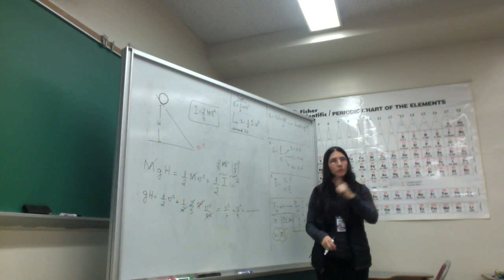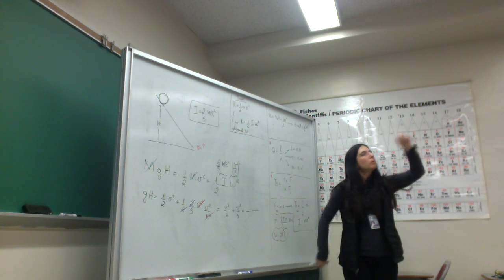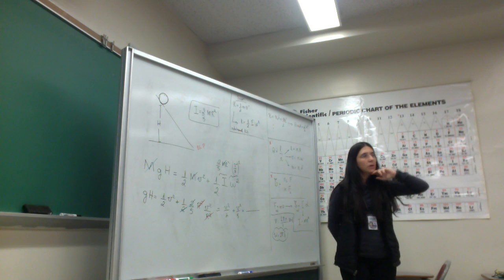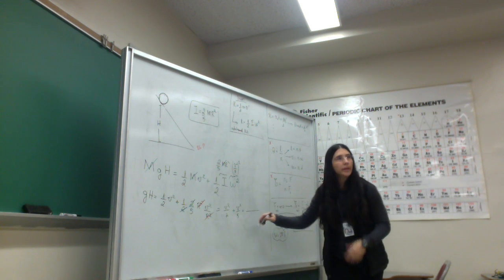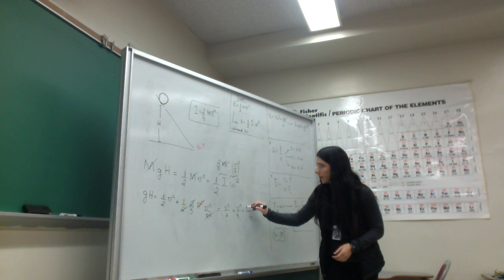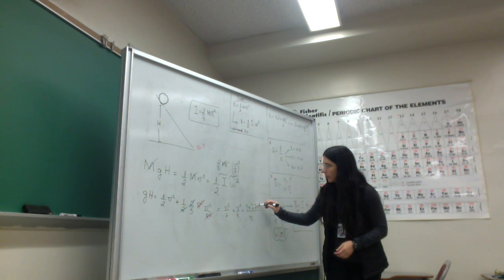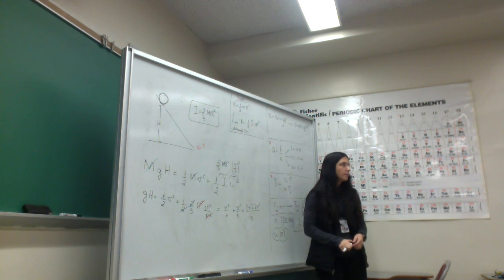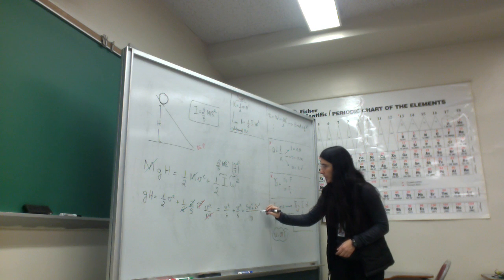Very good. 7V squared over 10. So the common denominator is 10, right? 10 divided by 2 gives me 5. 10 divided by 5 gives me 2. You remember this, right? So this whole thing is 7V squared over 10.